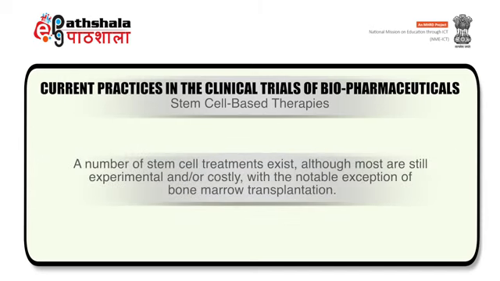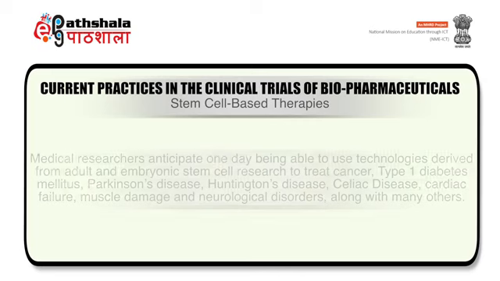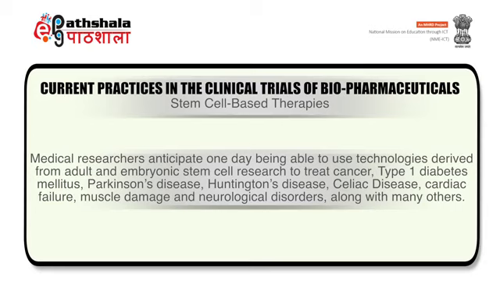A number of stem cell treatments exist, although most are still experimental or are costly, with the notable exception of bone marrow transplantation. Medical researchers anticipate one day being able to use these technologies derived from adult and embryonic stem cell research to treat cancer, type 1 diabetes mellitus, Parkinson's disease, Huntington's disease, celiac disease, cardiac failure, muscle damage and neurological disorders, along with many others.